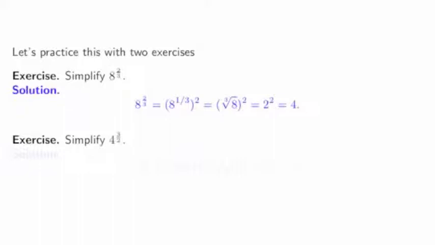We'll simplify 8 to the 2/3. 8 to the 2/3 can be thought of as 8 to the 1/3 squared. And 8 to the 1/3 is the cube root of 8. So we have the cube root of 8 squared. But the cube root of 8 is 2, so 2 squared is 4. We could simplify 4 to the 3/2. Think of 4 to the 3/2 as 4 to the 1/2 cubed. The exponent 3/2 is being broken into 2 pieces, the product of 1/2 and 3. But 4 to the 1/2 represents the square root of 4. So we have the square root of 4 cubed, or 2 cubed, which is 8.